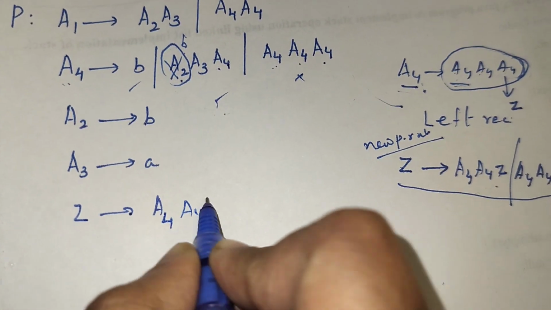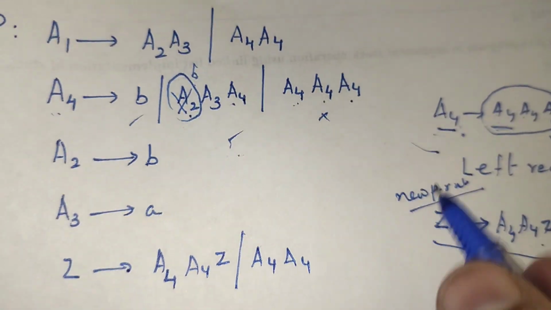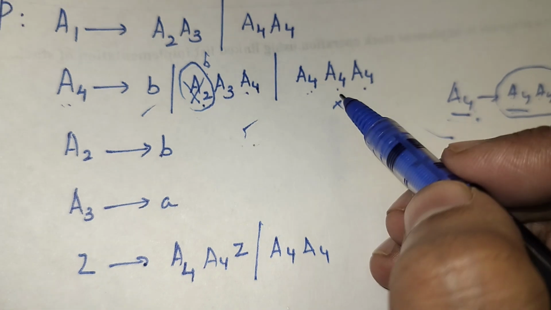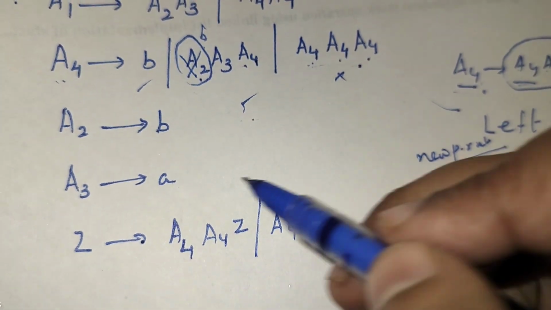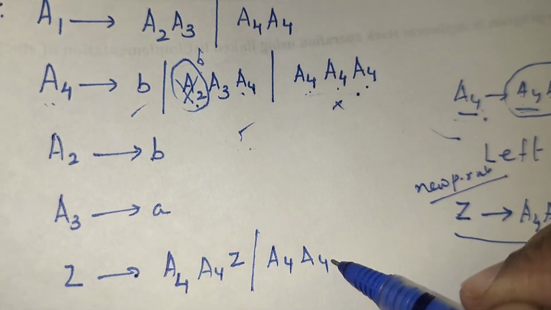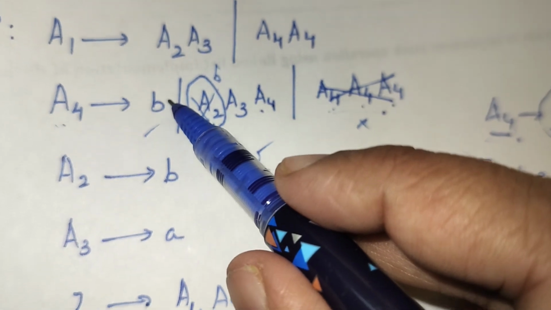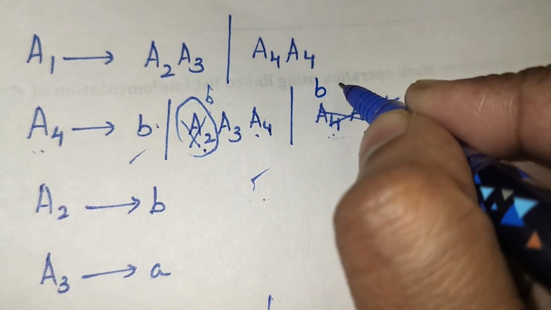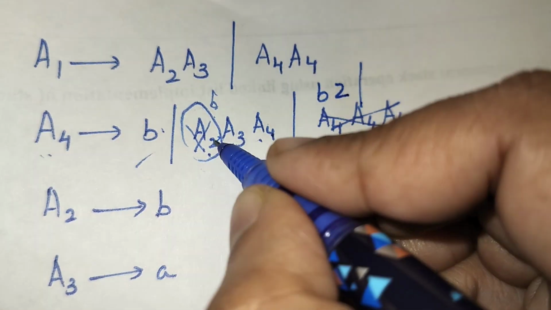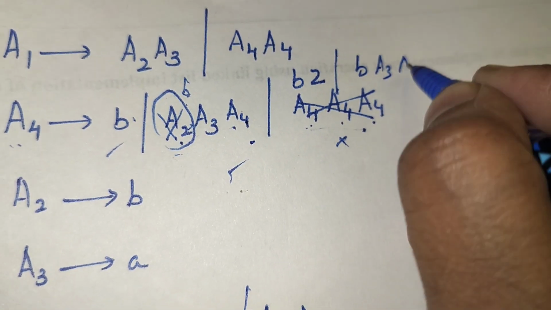A4, A4 Z bar, A4, A4. Okay. Now, so we add for this particular thing, before elimination, we created a new production rule. Then we need to eliminate this by appending Z along with these two. So you can write B appended with Z. Then this production also with Z. That is B, A3, A4, Z.